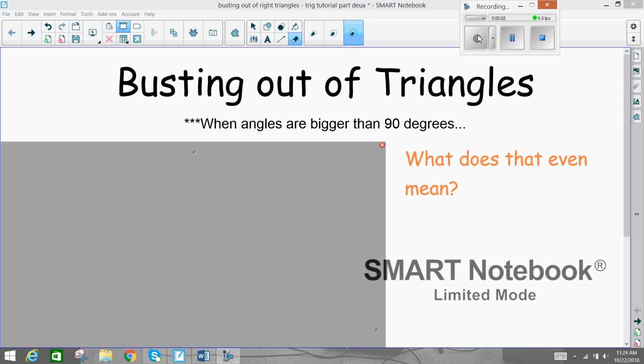Busting out of triangles, take 2. I screwed up the first one. I'm going to try to do a better job this time. Okay, so busting out of triangles.